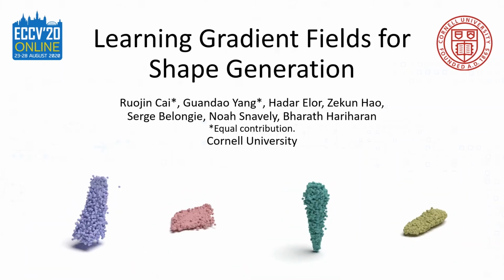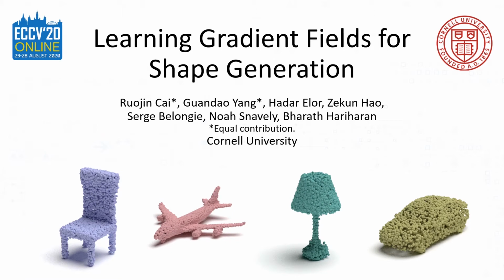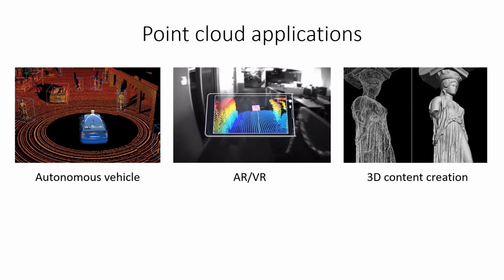In this work, we present a novel approach for shape generation from point cloud data. Point clouds are becoming increasingly popular for modeling shapes, with many applications relying on the recognition, manipulation, and synthesis of point clouds. For example, an autonomous vehicle may need to detect cars in sparse LiDAR point clouds. An augmented reality application may need to scan its environment.